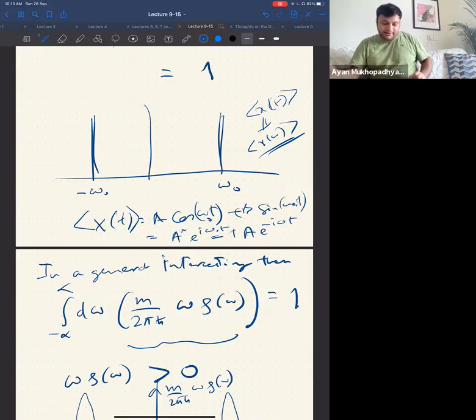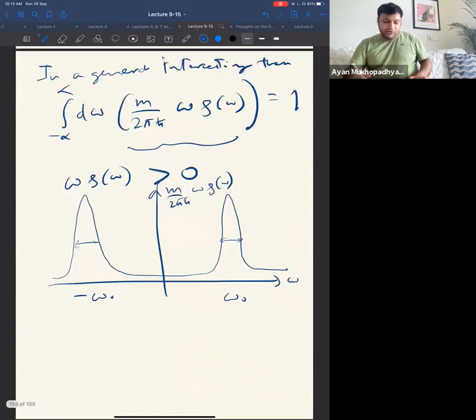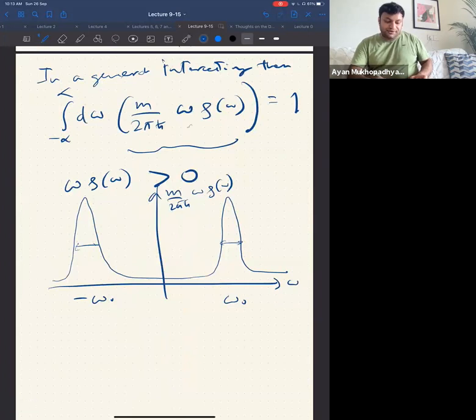Instead, what I expect is some kind of a broadening. So now you see that this object that I'm integrating always integrates to 1, and it is always positive definite in the interacting theory too. So the interpretation can be easily given: this is the probability for the oscillator to not have the frequency omega naught, but something else.